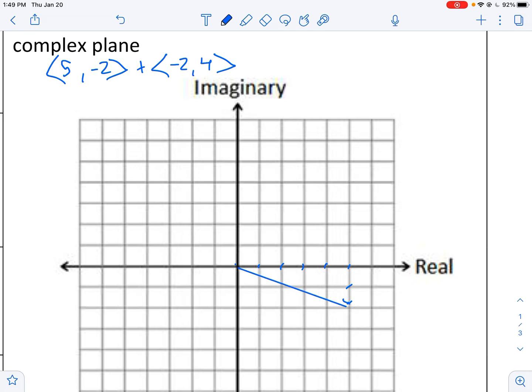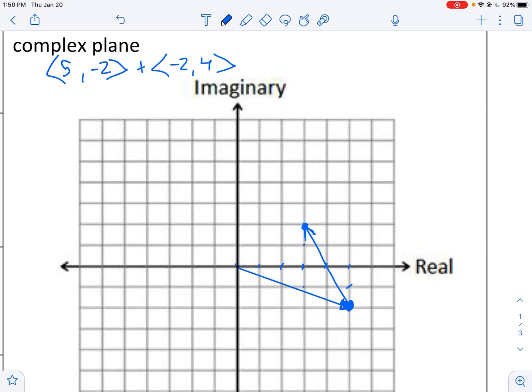That was not very straight. But luckily I have a straightening tool on my iPad. Yeah, it goes like that. And next I need to take this vector and draw it, but starting at this endpoint. So I've got this point, and I need to go left 2 and up 4. So I'm going to go left 2, up 4: 1, 2, 3, 4. Gives you here. And now I have my second vector.